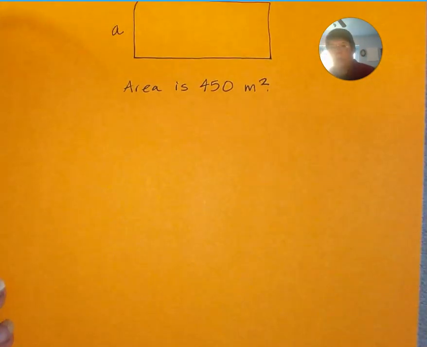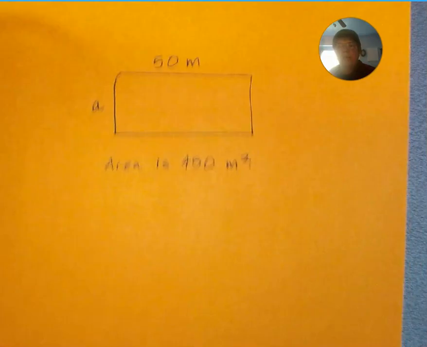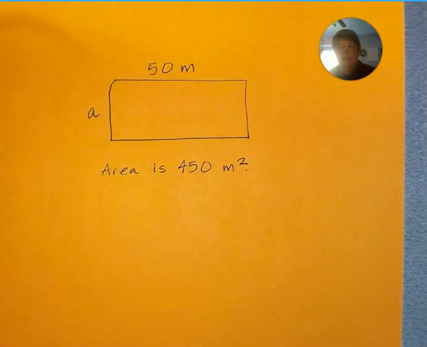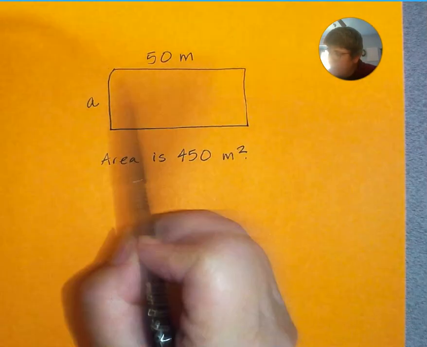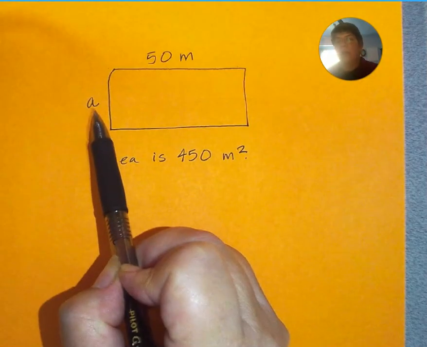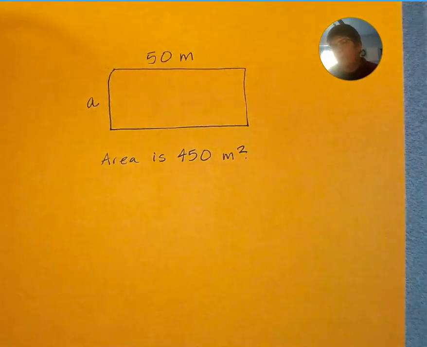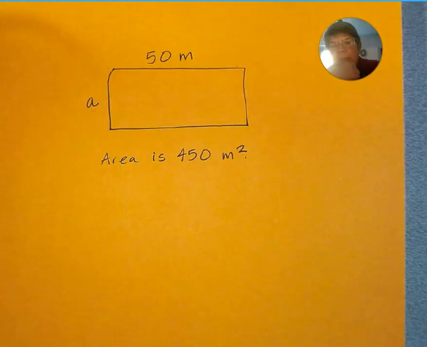Okay, and we're going to do another unknown side length for some practice. Here I know my area is 450 meters squared, and I know my length is 50, but I don't know the A. I don't know the unknown side length there. Could you pause me here and try to find it?